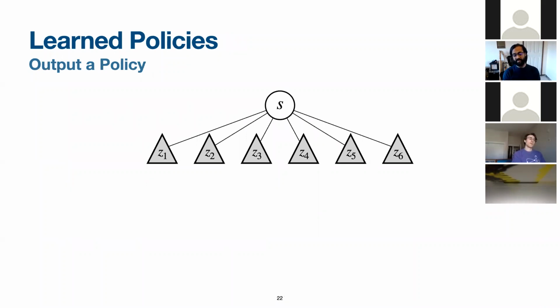One recent method for limiting or constraining the search space is to use a learned policy to place probabilities over which actions we want to sample. Let's take a deeper look at how these policies work. Let's say we have a model trained to produce a policy at different states. So this model takes state.